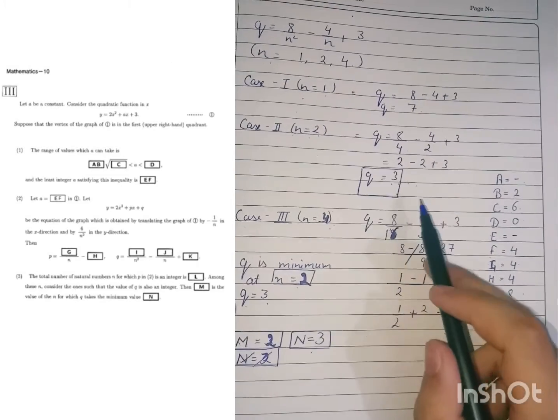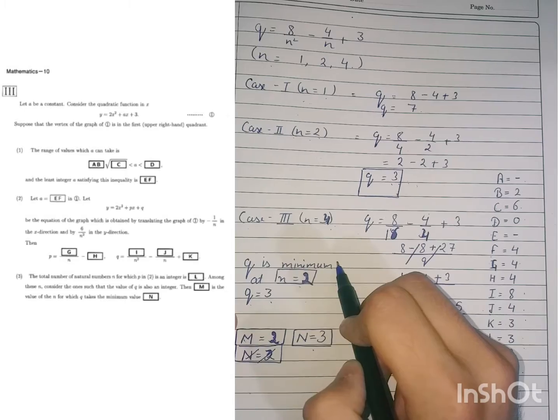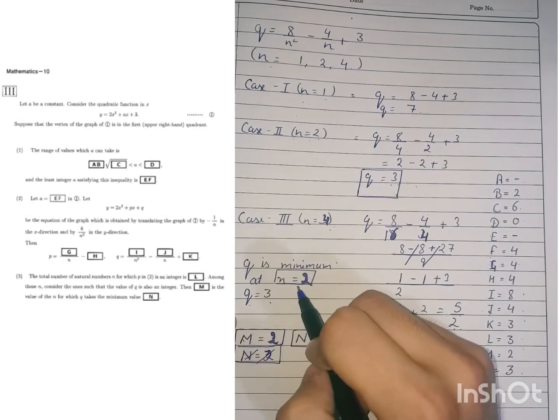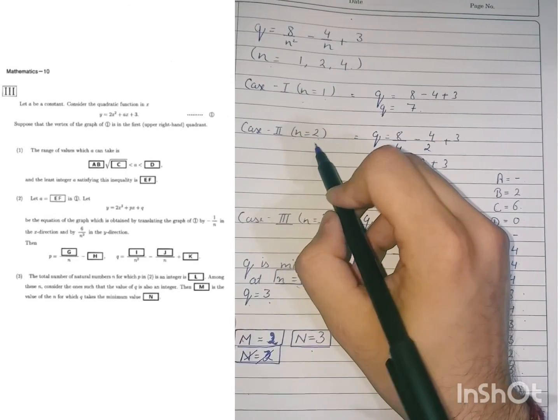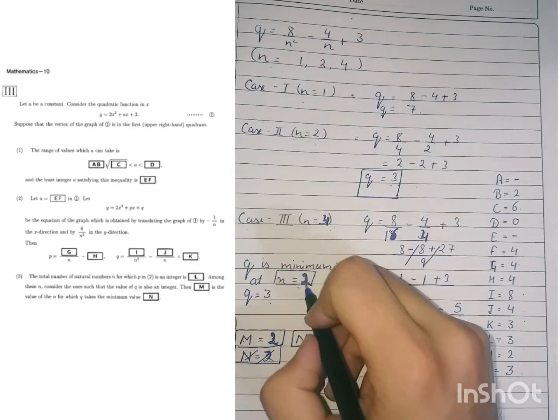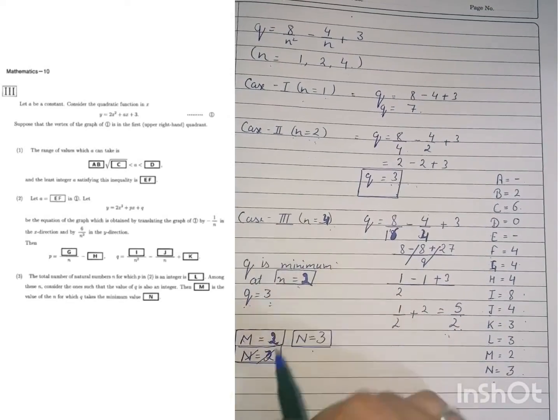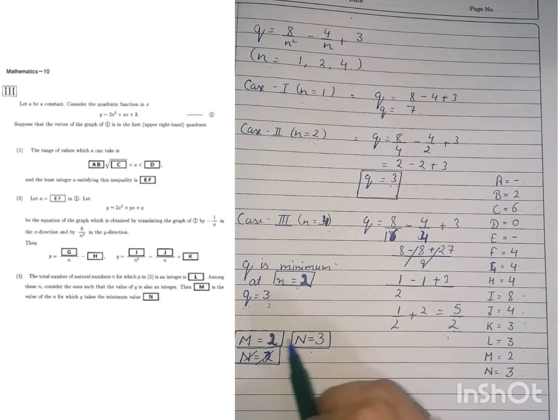So q is minimum at n is equal to 2. At n is equal to 2 the q is minimum, which is q is equal to 3. So our m is equal to 2 and n is equal to 3.